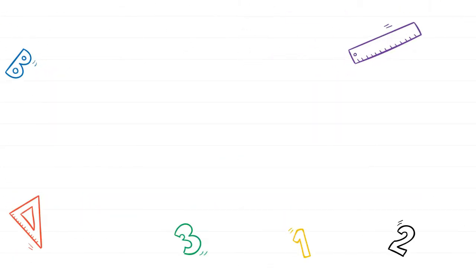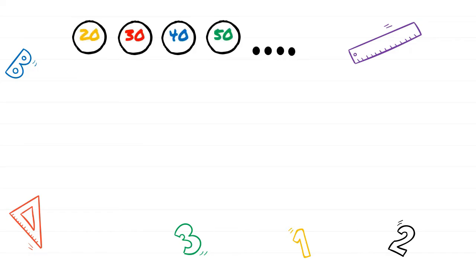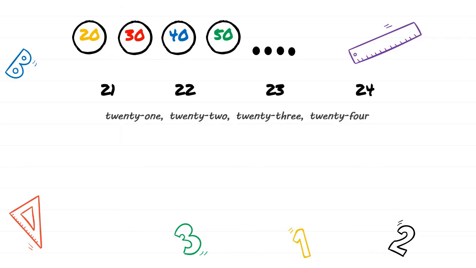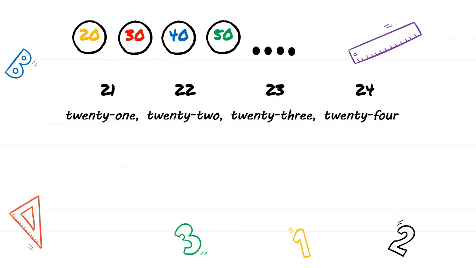Now, let's get to know the numbers from 20 and on. Mari kita mengenali nombor dari 20 dan seterusnya. The first example, contoh pertama adalah dari nombor 20. The first one is 21.